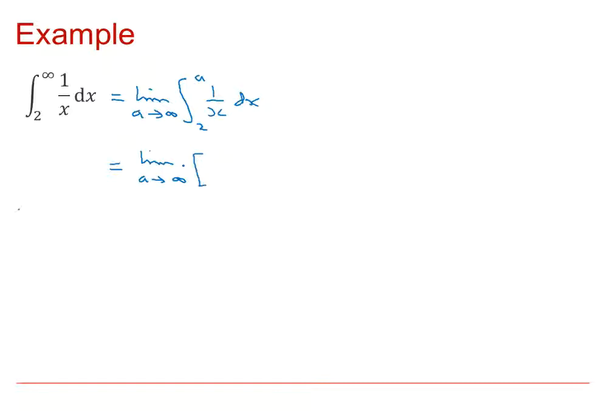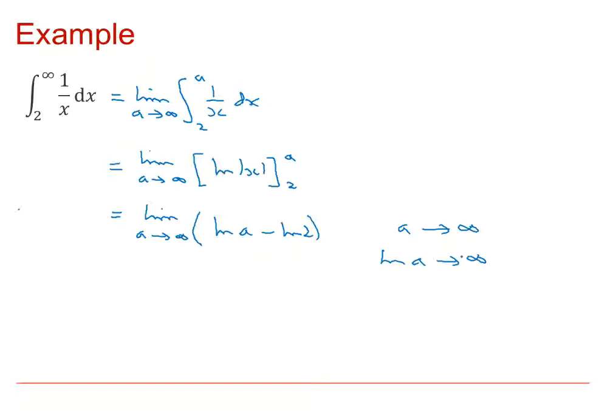If we integrate 1 over x, we get ln the modulus of x between 2 and a. And if I now sub in the top and the bottom limits, we get ln a minus ln 2. And we know that as a tends to infinity, the ln of a will also tend to infinity because the natural logarithm is not convergent as a tends to infinity, and therefore we say that this integral will be divergent.